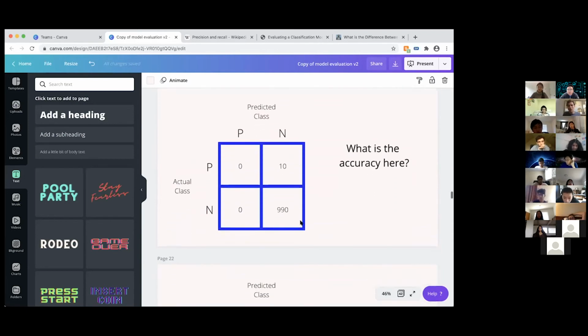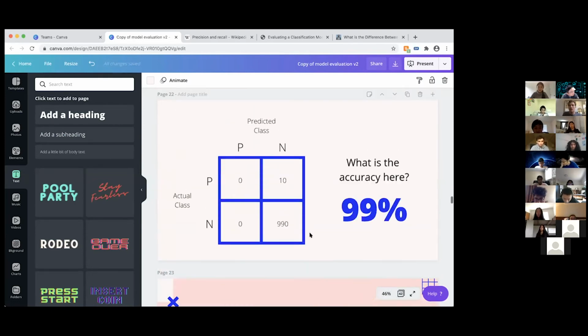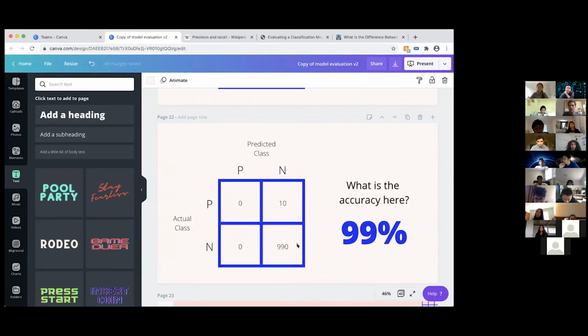So let's say we have 1,000 cases, right? And we are just going to predict negative for all of them. So we're saying none of the cases are actually fraudulent, even though some of them are, right? If we look at the actual class, we do have 10 that are fraudulent, positive, but we're just predicting all of them as negative. So in this case, what is the accuracy here? Like 99%. Yeah. So the accuracy would be 99%, right? Because we have 990 correct predictions over 1,000 total. So the accuracy here is going to be 99%.